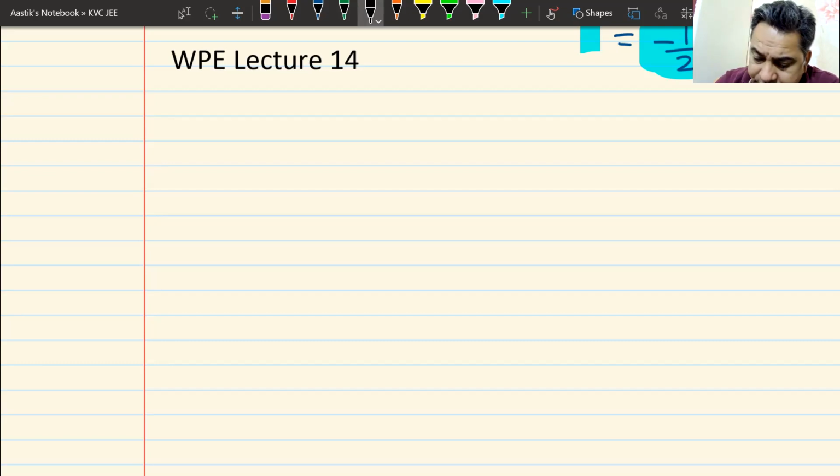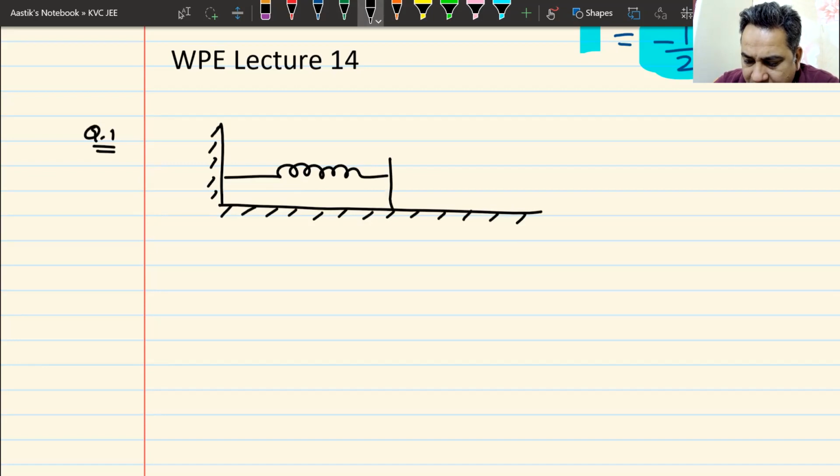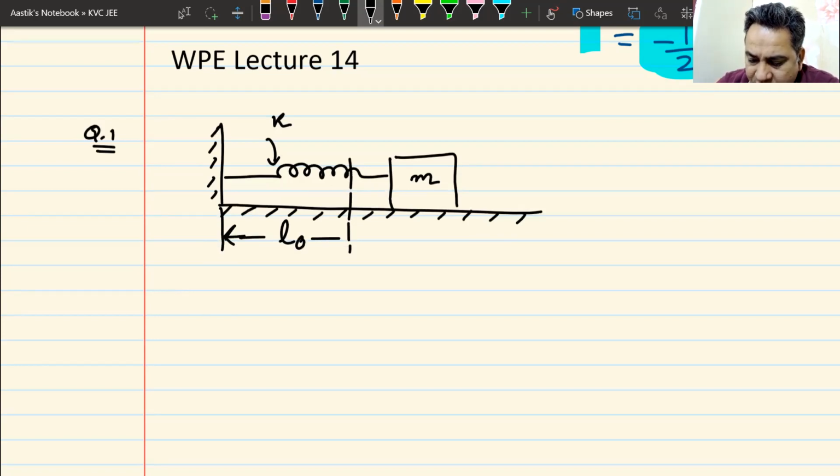with a simple problem. Again, since we are dealing with springs, we have not dealt with many problems in springs. Let me again start with a problem based on springs. So I have a block of mass M attached to a spring of spring constant K. As you can see, the natural length of the spring is L naught.